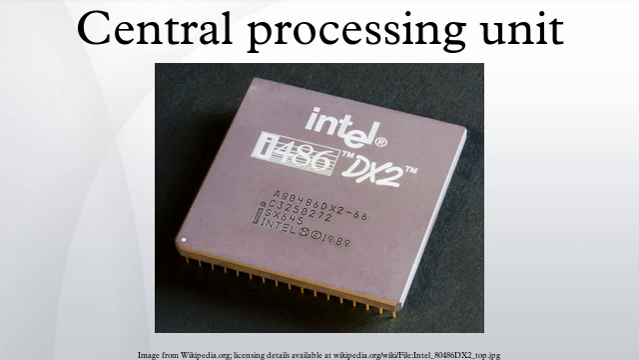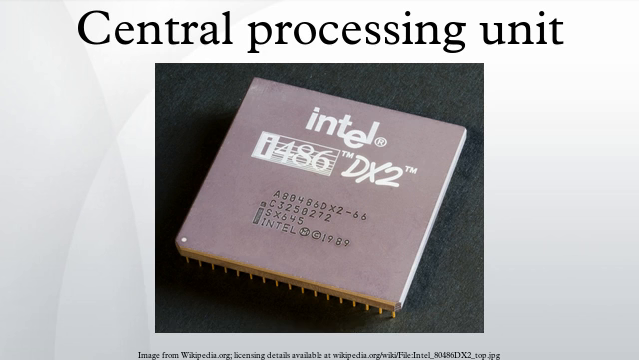Transistor and integrated circuit CPUs. The design complexity of CPUs increased as various technologies facilitated building smaller and more reliable electronic devices. The first such improvement came with the advent of the transistor. Transistorized CPUs during the 1950s and 1960s no longer had to be built out of bulky, unreliable, and fragile switching elements like vacuum tubes and electrical relays. With this improvement, more complex and reliable CPUs were built onto one or several printed circuit boards containing discrete components.